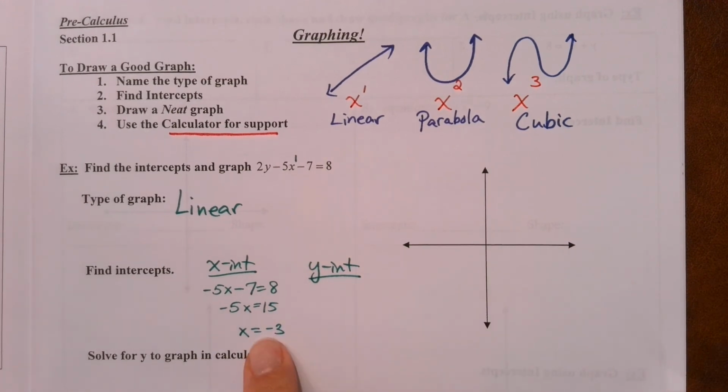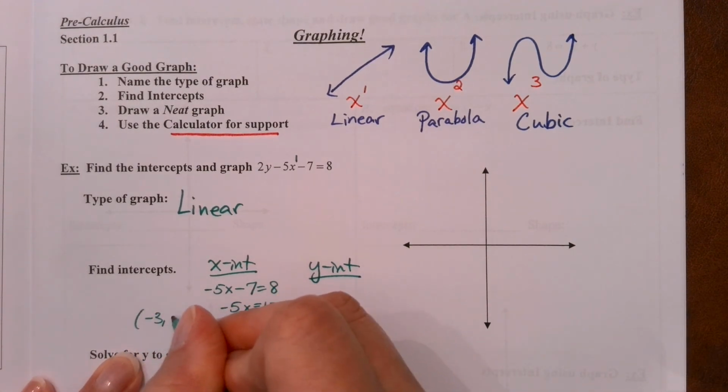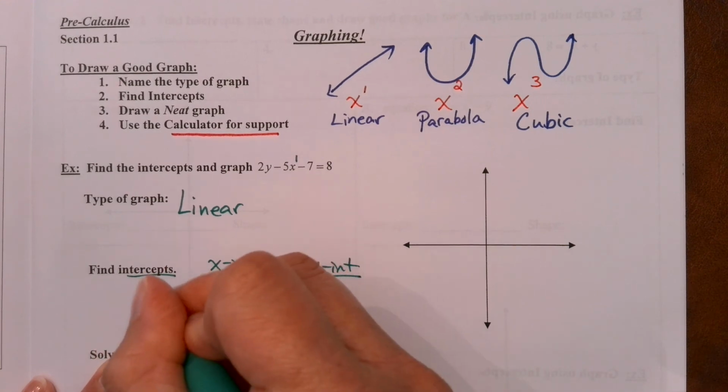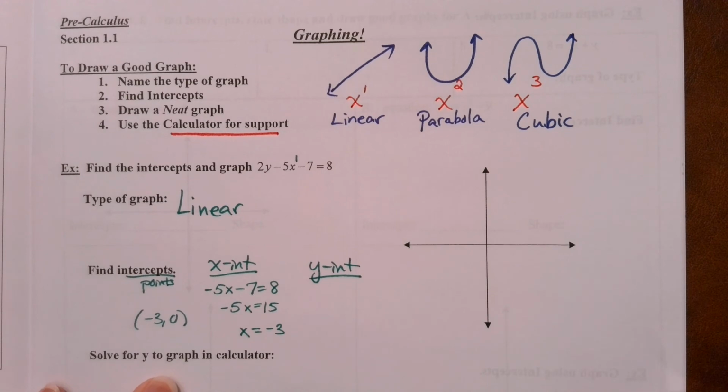But that is not how you write an intercept. What would the x-intercept be? It would be negative 3, 0, because remember, intercepts are points, points where the graph crosses the axes.